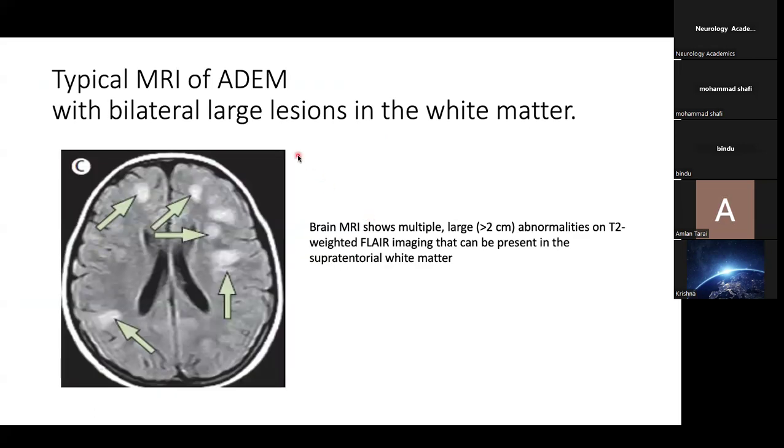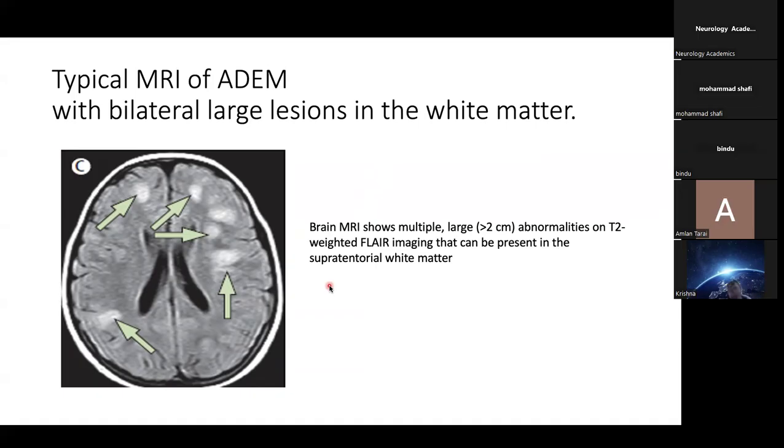The typical MRI finding: large lesions in the white matter. We can see here a FLAIR lesion more than 2 centimeters, a hyperintense lesion on T2 FLAIR, present in the supratentorial white matter.